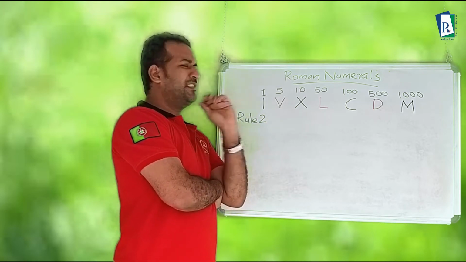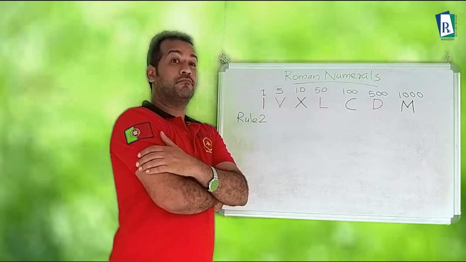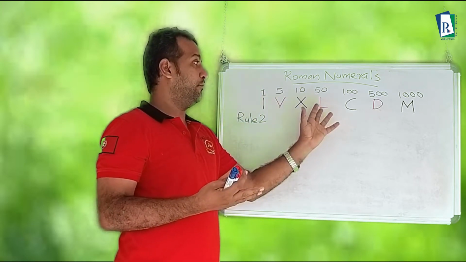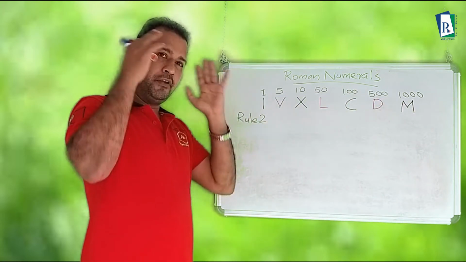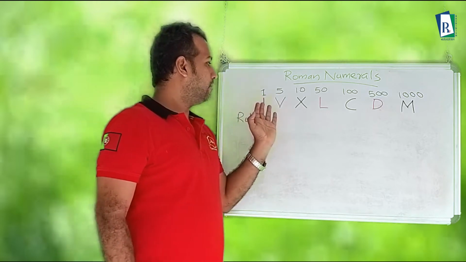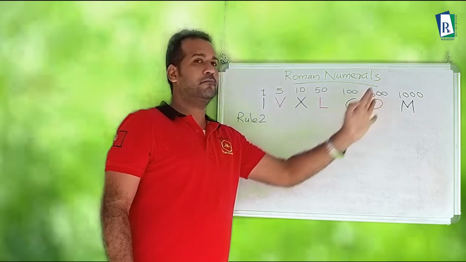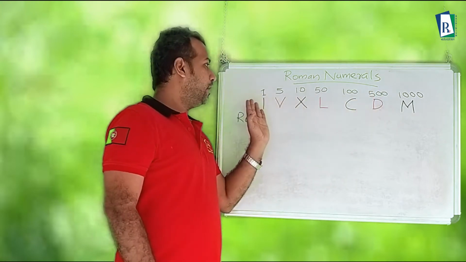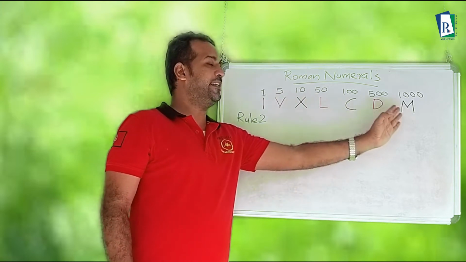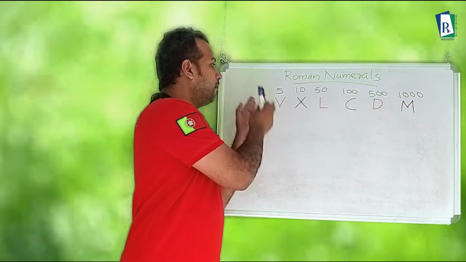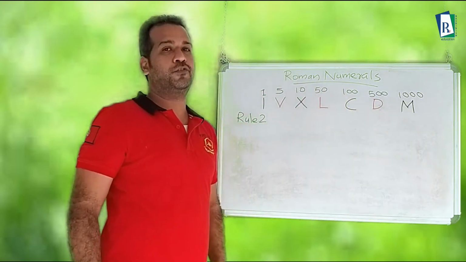Before that, some students may have doubt, some confusion. What is this 50, that is 100, that is 500, that is 1000? Only to remember, I am using I, V, X, L, C, D, M. But actually in Roman numerals, this is not I, V, X, L, C, D and M. This is Roman 1, Roman 5, Roman 10, Roman 50, Roman 100, Roman 500 and Roman 1000.